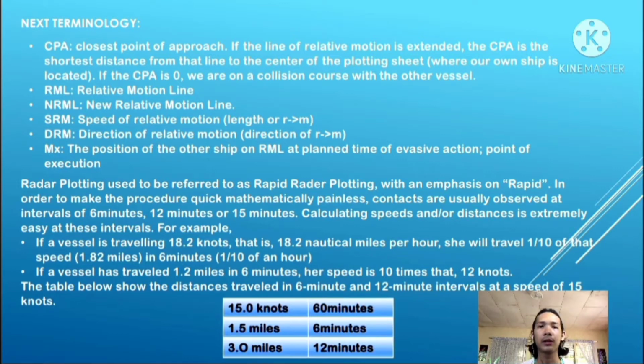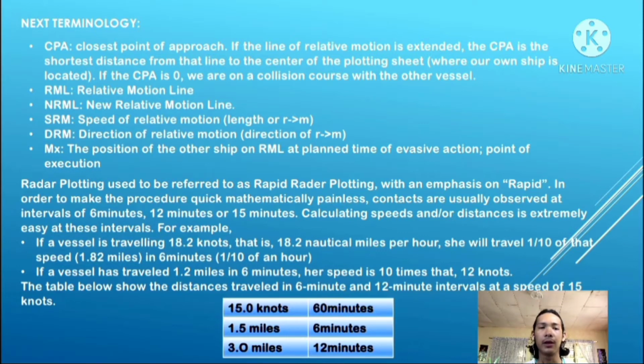Radar plotting used to be referred to as rapid radar plotting, with an emphasis on rapid, in order to make the procedure quick and mathematically painless. Contacts are usually observed at intervals of 6 minutes, 12 minutes, or 15 minutes. Calculating speeds and distances is extremely easy at these intervals.